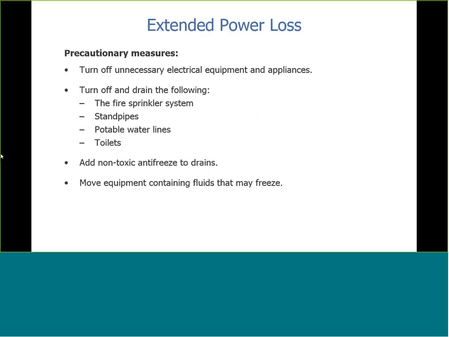If the facility is likely to experience freezing temperatures during a long-term power loss, turn off and drain the following: the fire sprinkler system, standpipes, potable water lines, toilets. Add non-toxic antifreeze to drains to prevent drain traps from freezing. Move equipment containing fluids that may freeze due to long-term exposure to freezing temperatures to heated areas, and either drain the liquid or provide the equipment with an auxiliary heat source.